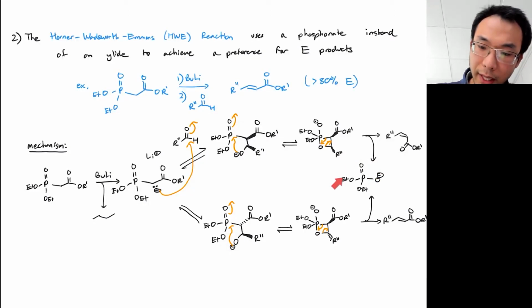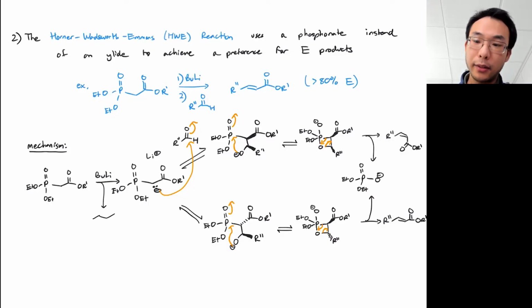And the byproduct we get is this phosphonate here, and this byproduct is a little bit less annoying because it's very easily dissolved in water, and so we can easily wash it away from our products, assuming our products are not also soluble in water.